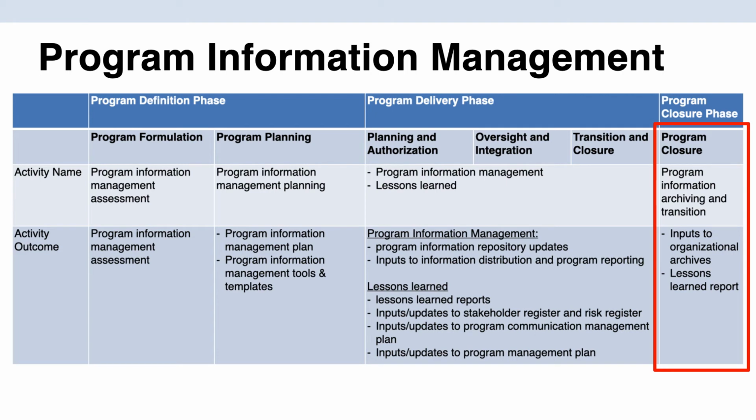We have the program information archiving and transition activities. This will produce inputs to the organizational archive and the lessons learned report. At this stage of the program, the information management includes providing the receiving organization with support, and this will include documentation, training, manuals, etc. We will also support them with the ongoing sustainment of the program benefits.